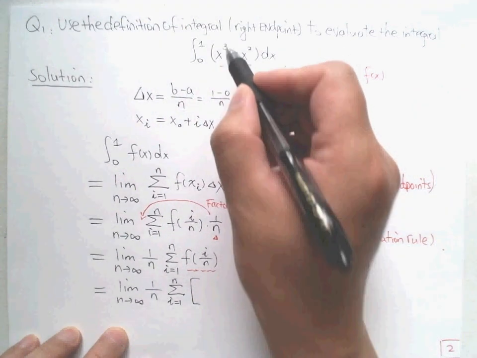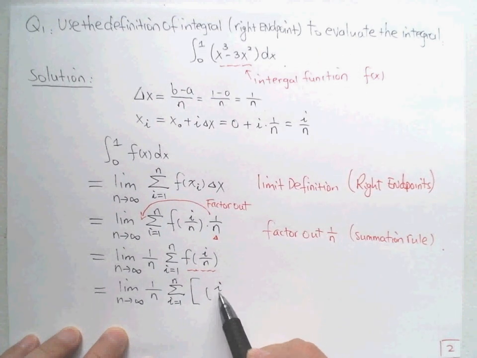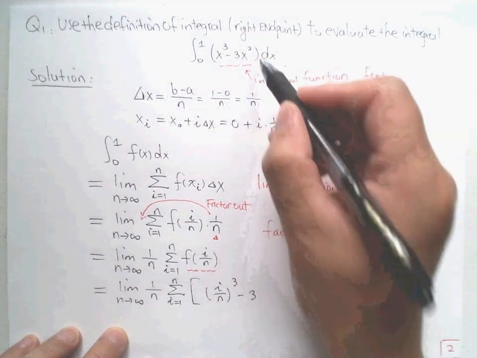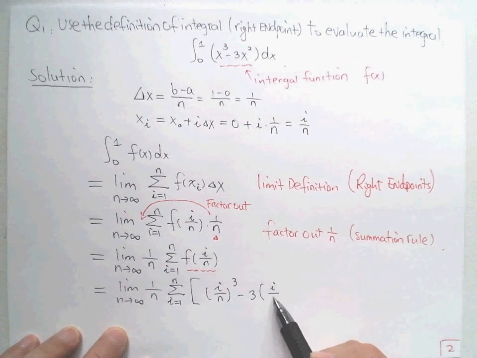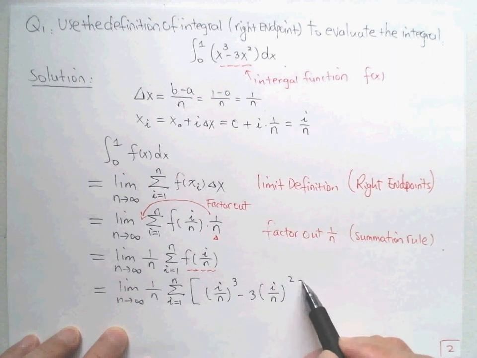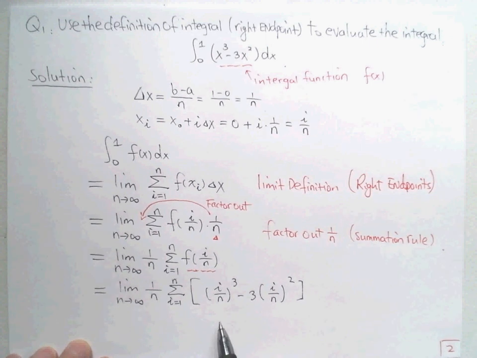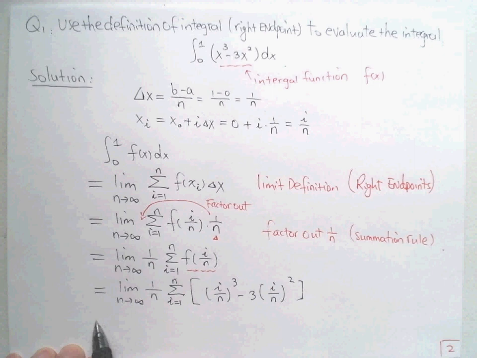X raised to the third power, which is (i over n) raised to the third power, minus 3 times x squared. X is this i over n, and then squared. Okay, we just plug in, right? And then what do we need to do? I'm going to cancel this small parenthesis because it's a little bit simple. Everyone look at this notation. These are limits, very complicated limits, but don't worry, we have the sums of power to help us get the answer.